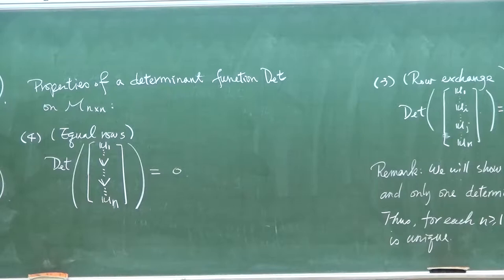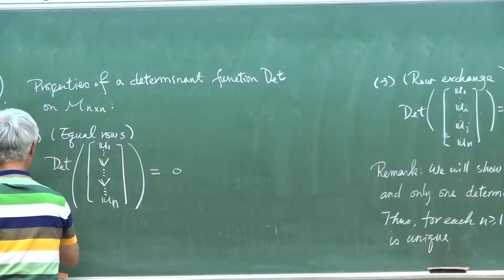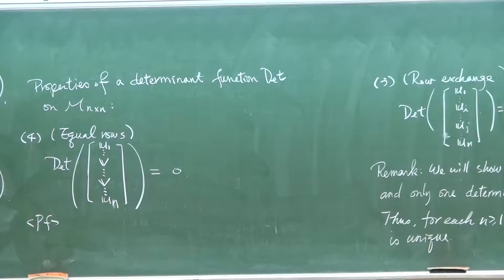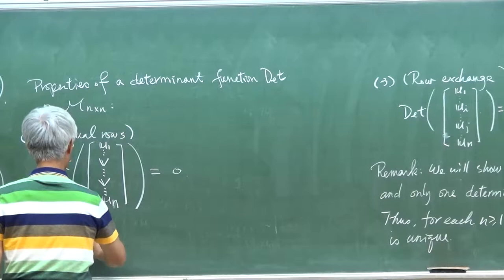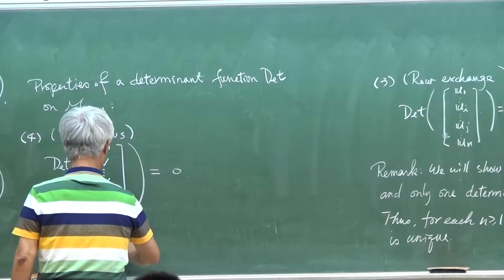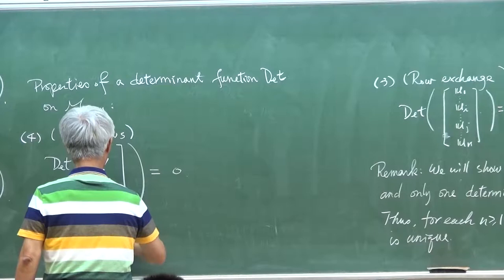Well, in 2×2, if you know these two rows are equal, then you immediately write the determinant is zero, right? In high school. And this is generally true. So I have to give a proof. The determinant of u1 and so on, so this is maybe the ith row.